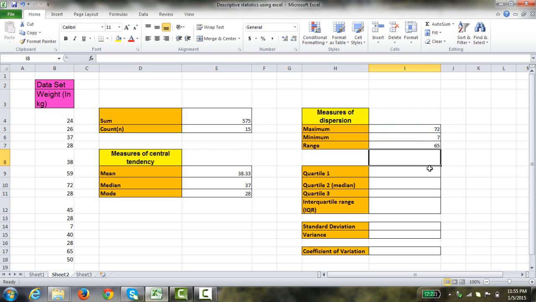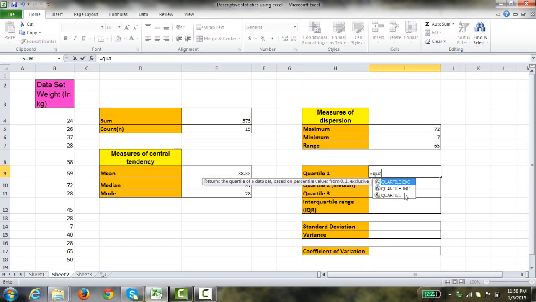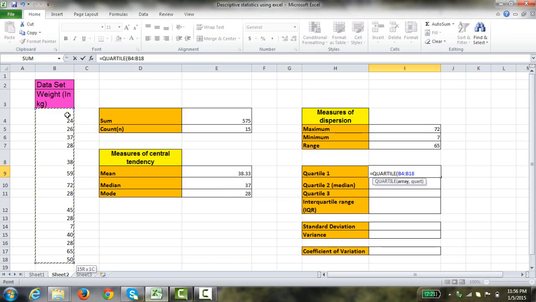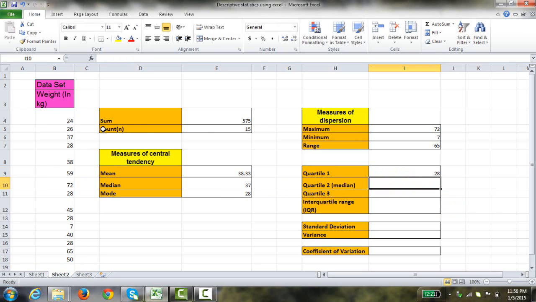Now let us calculate quartile 1, which is equal to the QUARTILE function. Then we highlight all the sample observations, comma 1, since we have to calculate quartile 1, and then press enter. We will get the quartile 1 value as 28.